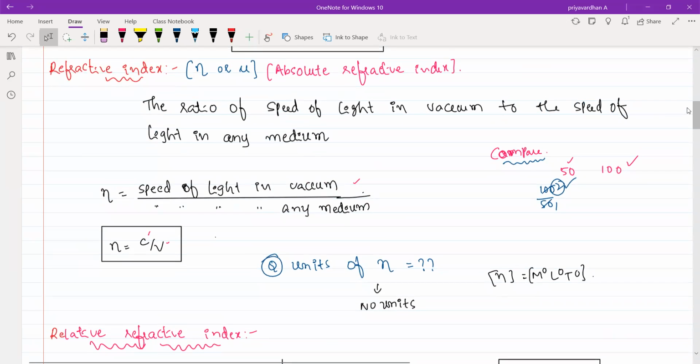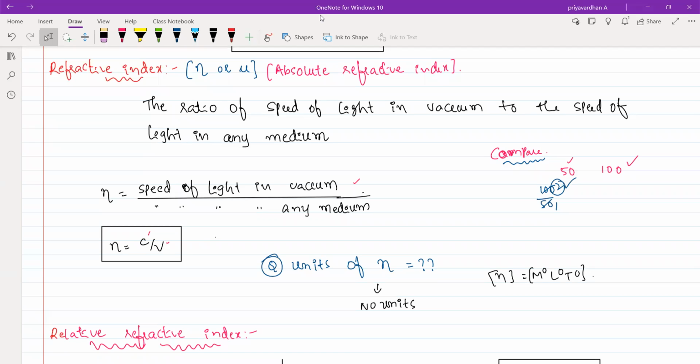What do you mean by refractive index? The ratio of speed of light in vacuum to the speed of light in any medium is known as refractive index. And refractive index will not have any units. It is a dimensionless quantity too. And one more thing, why do we need to take the refractive index? Always I should have a measure, right?